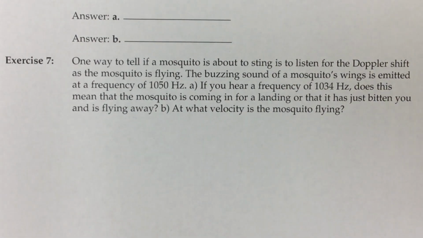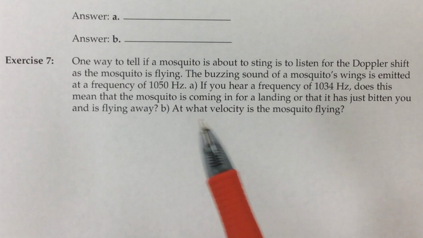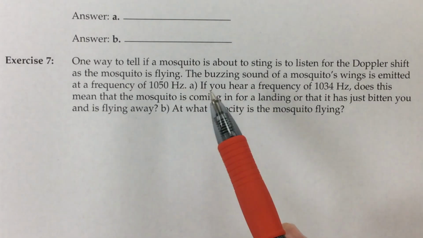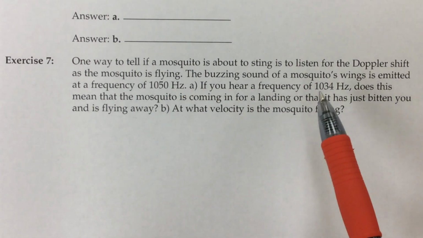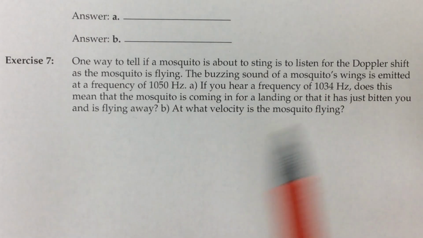One way to tell if a mosquito is about to sting is to listen to the Doppler shift as the mosquito is flying. The buzzing sound of the mosquito's wing is emitted at a frequency of 1050 hertz. So that's its normal frequency, its F sub 0. If you hear a frequency of 1034 hertz, does this mean the mosquito is coming in for a landing or that it has just bitten you and is flying away?